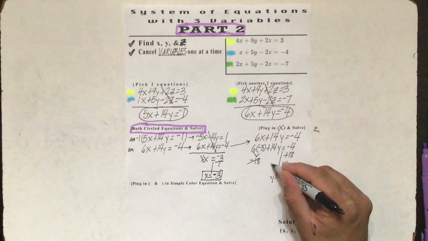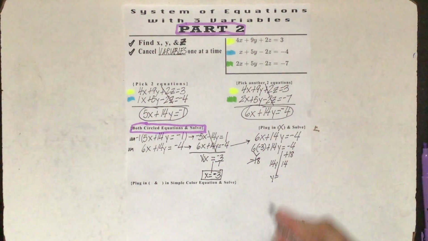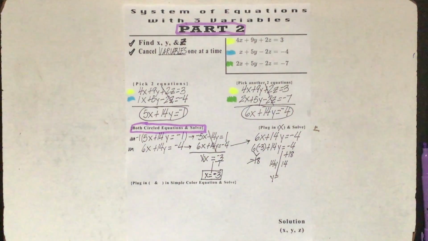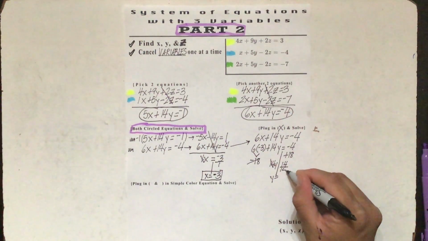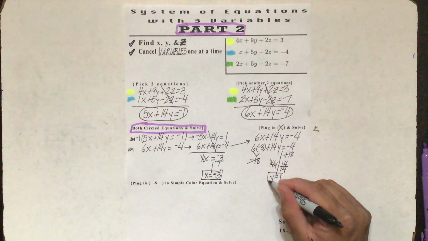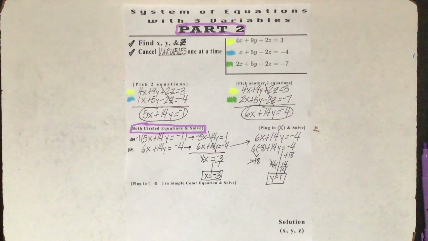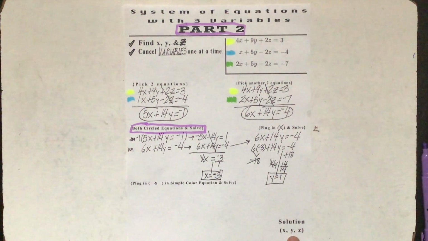You see this 14y here? I still have this guy right here. So I want to cancel out 14, which means 14 times y. So the opposite of multiplying is dividing. 14 divided by 14 is positive 1. Look at that. I have my x. I have my y. X, y.